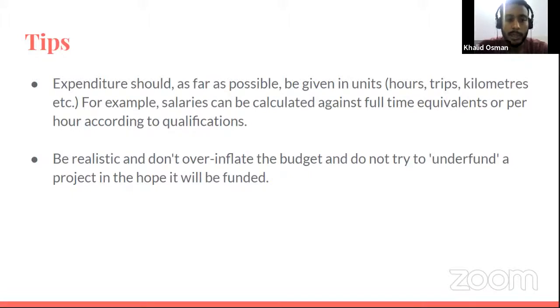Another thing is to be realistic and don't overinflate the budget, but also do not try to underfund a project in the hope that it will be funded. What I mean here is that you don't lower your budget as to guarantee yourself the funding. This is not the best way to get funding. You should put exactly the number that you need and be precise about it.